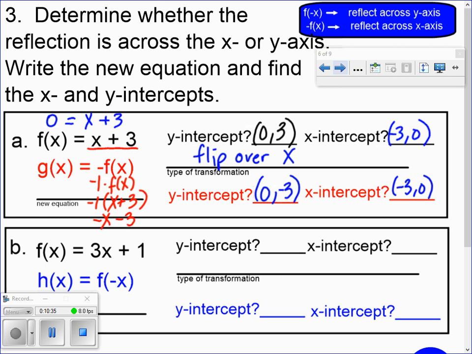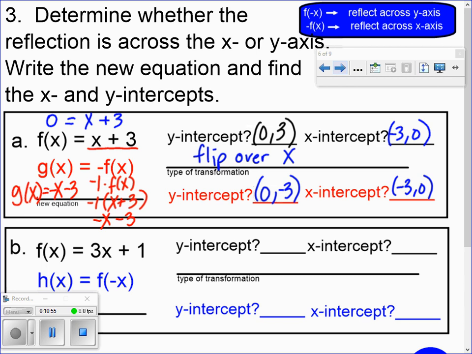So anytime the negative is on the outside, what that's telling us to do is take the function of x and multiply everything by negative 1. And so what we'll end up with is negative x minus 3. And so g of x in this new equation is equal to negative x minus 3.